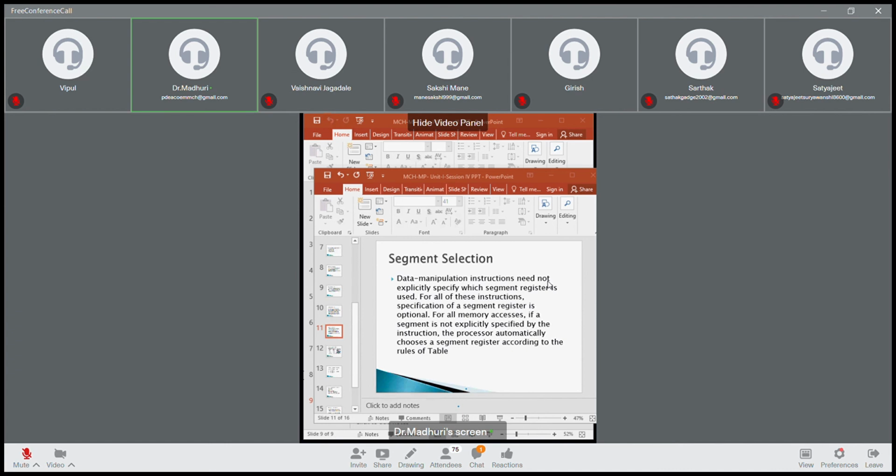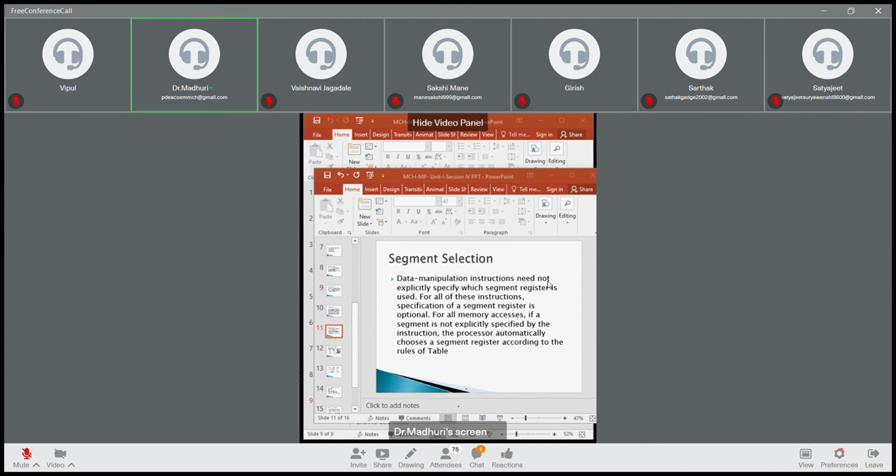Okay, so here you can do all memory access if the segment is not explicitly specified. जर एखादा सेगमेंट स्पेसिफाय केला नसेल तर मी ऑलरेडी सांगितलं की फ्लॅट मेमरी असते, सेगमेंटेड मेमरी असते. So it is considered as a linear memory only.